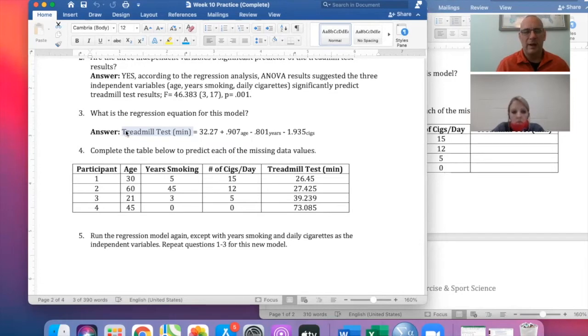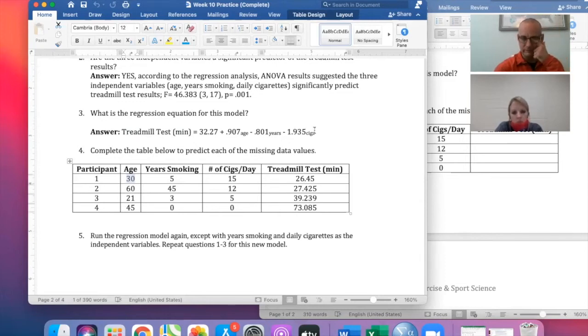So up to this point, before we move on to number 5, what questions do you have? So if you were asking us to complete the table, we would just plug the values that we have into that equation. Yes, exactly. So for the first person who's 30 years old, you would just rewrite this equation and multiply 30 by 0.907, and then 5 times 0.801, and 15 times 1.935.